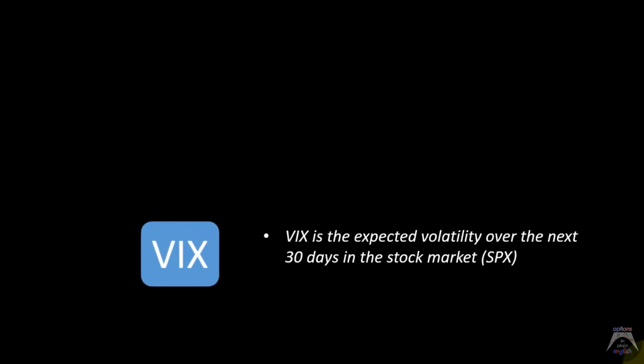VIX is a number that's reported widely alongside the main indices such as the S&P 500, the NASDAQ 100, the Dow Jones Industrial Average. So it's a very important number. But what is it? What exactly is it measuring? Well, the VIX index is an index that represents the expected volatility over the next 30 days in the stock market, represented by the S&P 500 index, in this case the SPX.